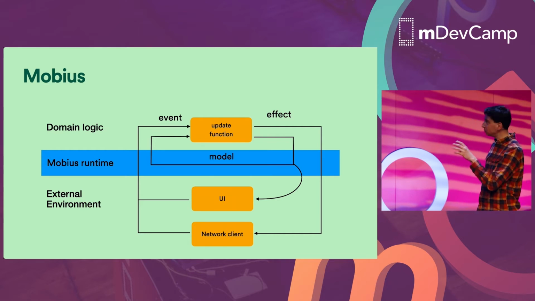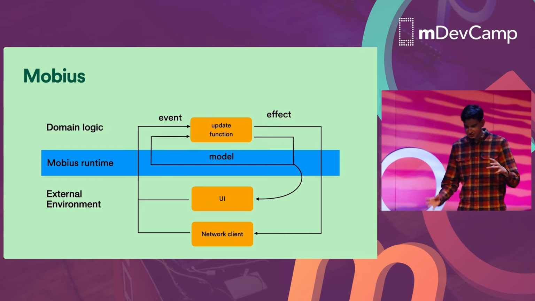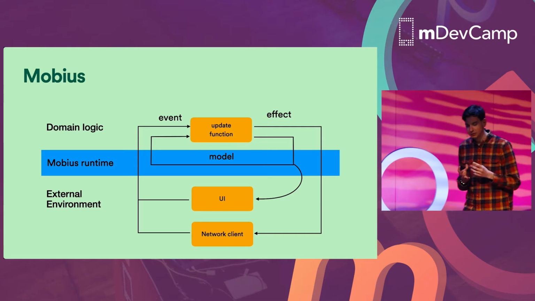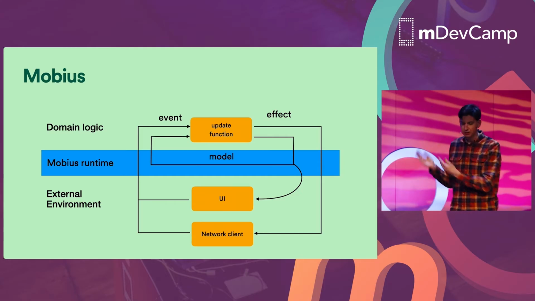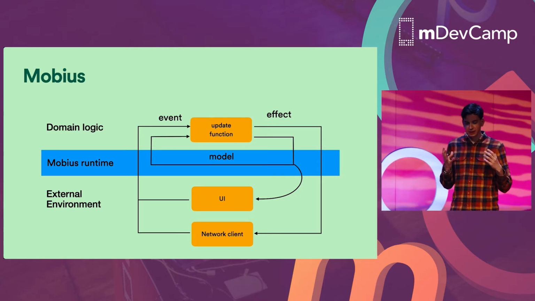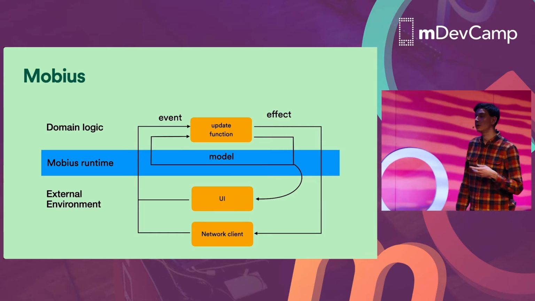And here it's very important to understand that Mobius does not make any specific assumptions about what the external environment should be. We often bind the model to the UI, as you can see in the diagram. But Mobius is really agnostic of the environment and can work equally well as a state machine for service-level tasks, for example.